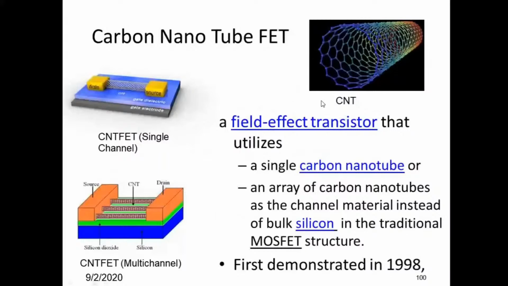This is the image of a carbon nanotube and this is the image of a carbon nanotube field effect transistor. The structure is similar to that of the MOSFET except the channel is replaced now by a single carbon nanotube. This is one structure, single channel carbon nanotube. This is a multi-channel carbon nanotube FET. The channel is replaced by multiple CNTs.